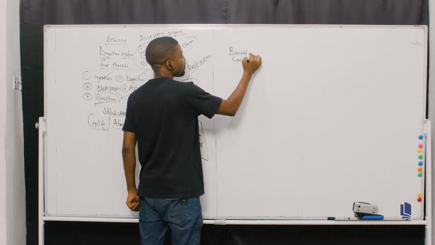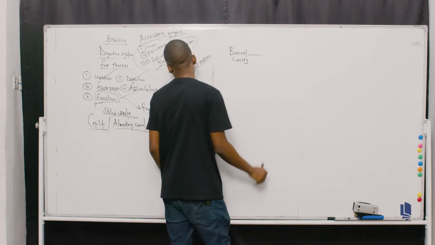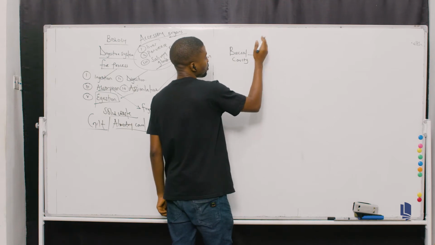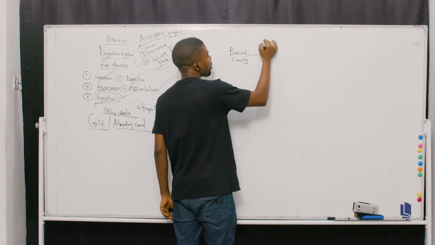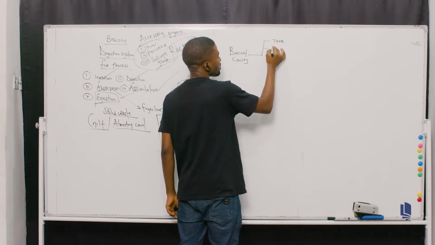The buccal cavity, because it is the buccal cavity that consists of what is needed for my digestion. Look at it. The mouth, the inner part of the mouth, the buccal cavity, look at what it consists of. It consists of what we call the teeth. It consists of the palate.